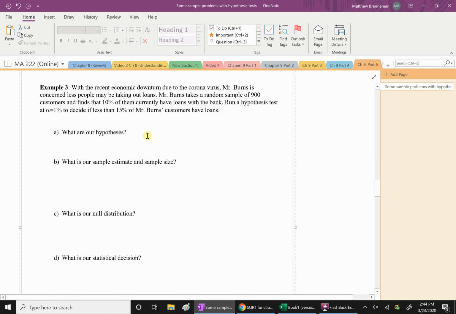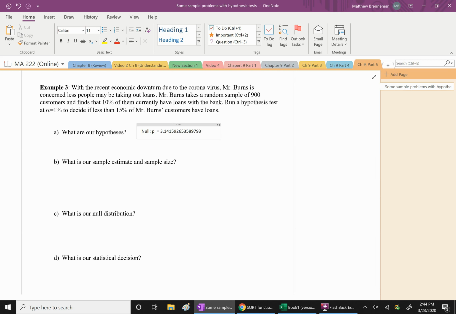So what are our hypotheses? If we read about this question, we see that Mr. Burns is concerned that fewer people may be taking out loans. So he wants to test if less than 15% of the customers have loans. Our null, of course, is that nothing's happened. The population proportion is still 15%. And of course the alternative is what we're trying to test. He's trying to show that pi is actually less than 15%.